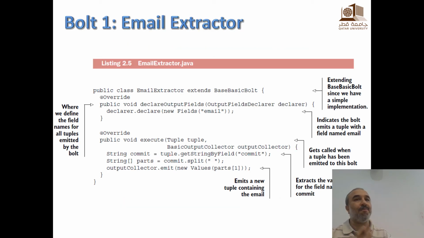Email extractor is the first bolt. If you remember, I told you that we will find the email field there. So here it is. The commit, if you remember, has the ID and the email, so we'll have to split it and emit only the second part, which is the email. In this bolt we override the declare output fields, which declares the schema. We only have one field here.